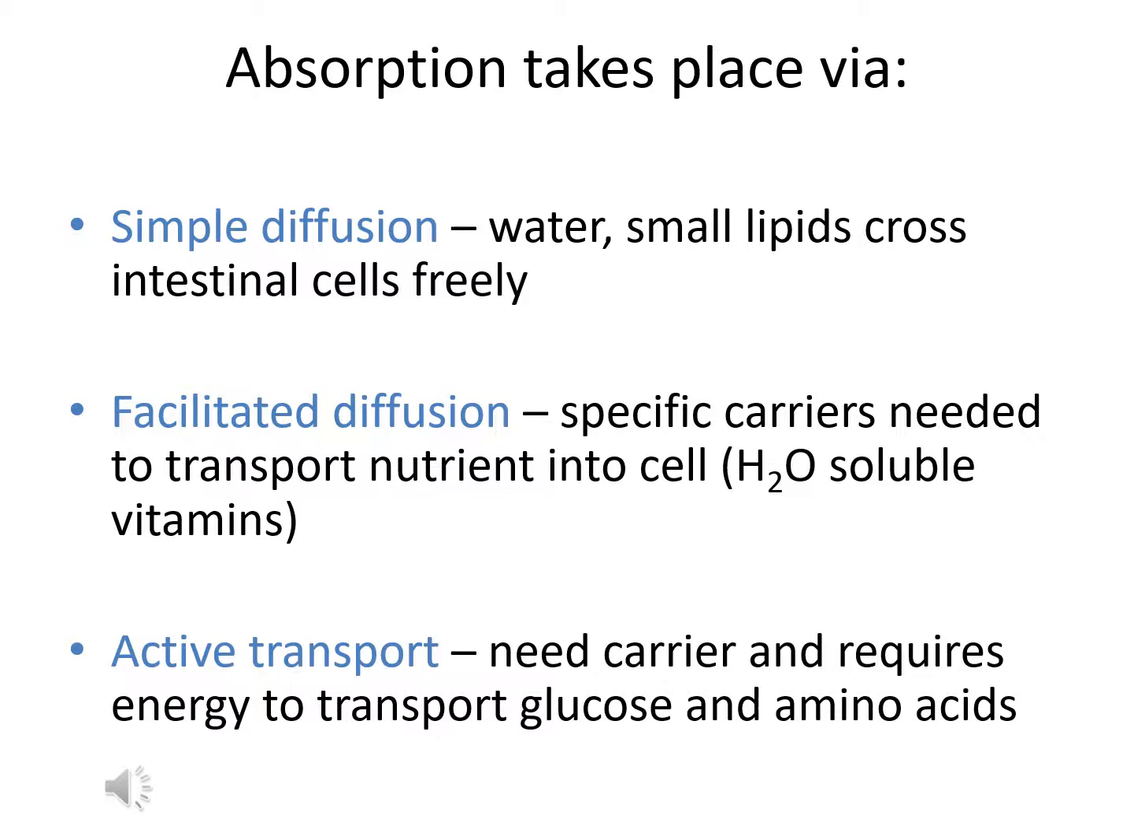However, depending on what the nutrient is, determines the method by which they can cross the cell membrane. There are 3 different transport mechanisms. They involve, first of all, simple diffusion. This is where water and very small lipids or very small fats can cross the intestinal cells very, very easily.